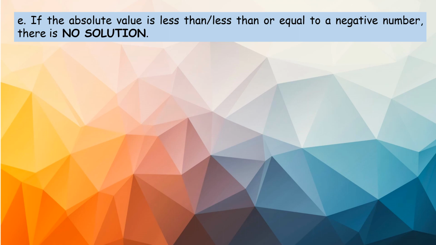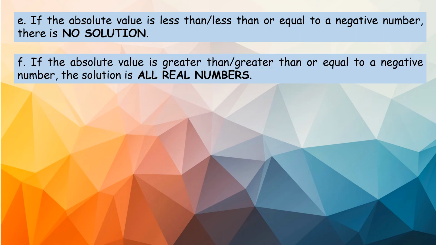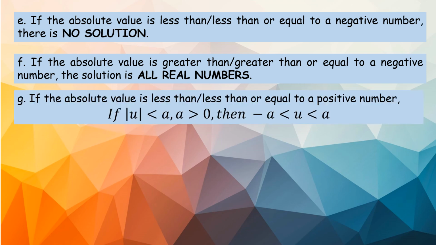Okay, now let's have the last 4 rules. So the fifth one: if the absolute value is less than or equal to a negative number, there is no solution. Next one, the sixth: if the absolute value is greater than or equal to a negative number, the solution is all real numbers. That's kind of simply easier to remember.